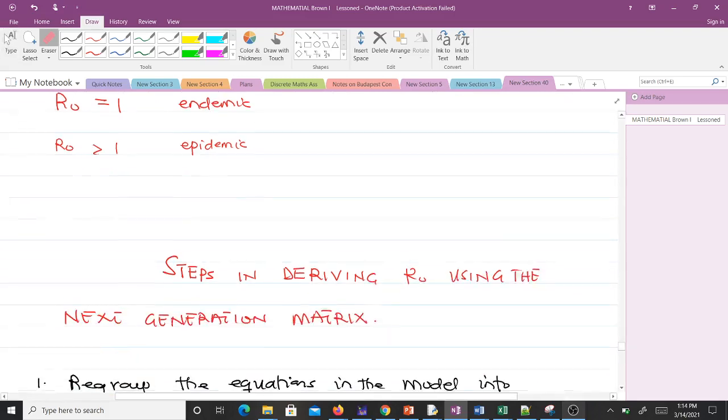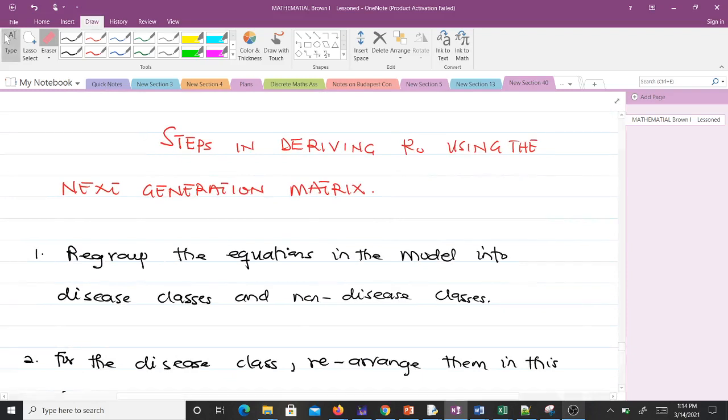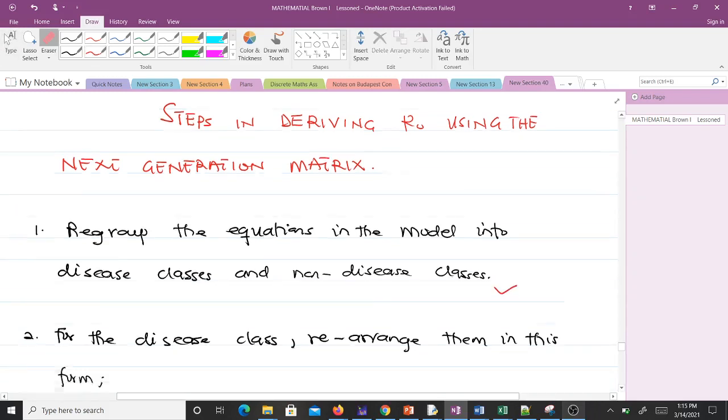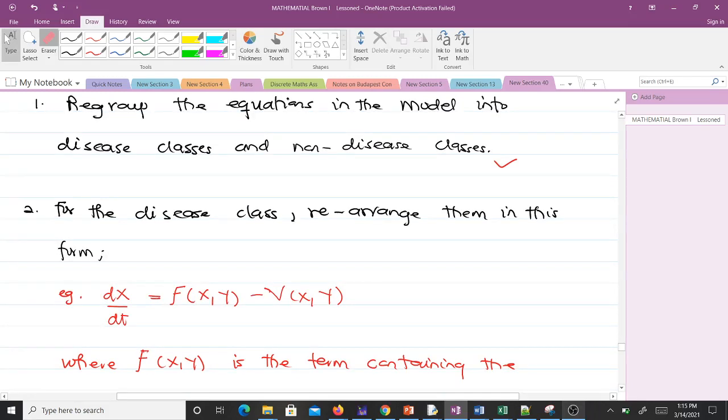So now let's go to the steps in deriving R naught using the next generation matrix. So what we do is that we go into the model, whatever model that we have, and we regroup the equations in the model into disease classes and non-disease classes. That's the first thing we do. After doing that, we then take the disease class and we rearrange the equations in it to conform to something like this. Alright?